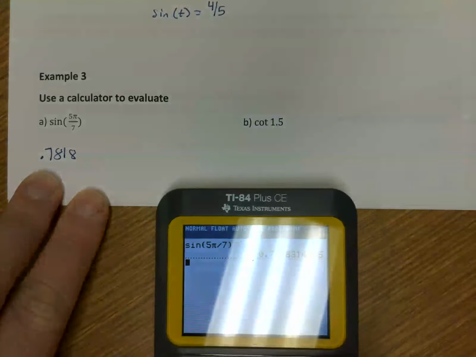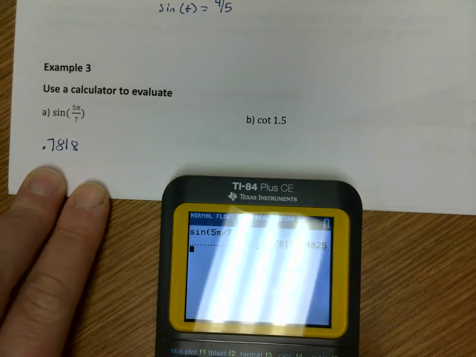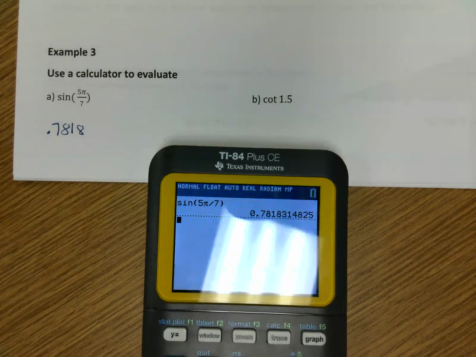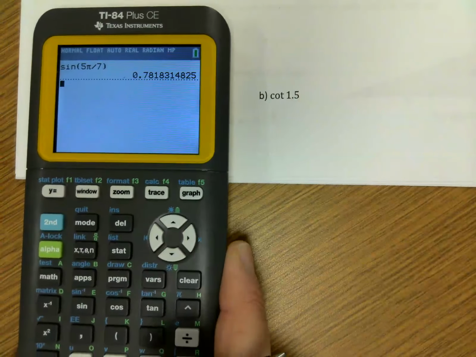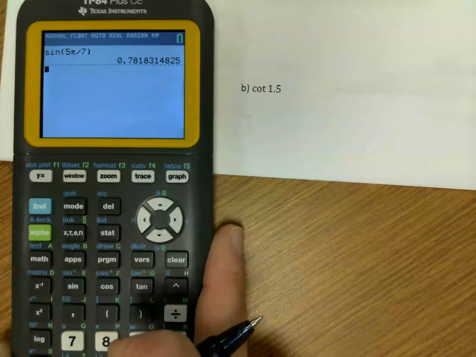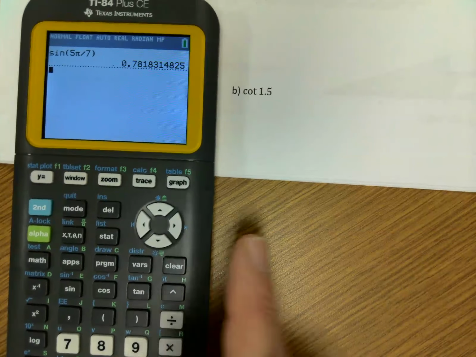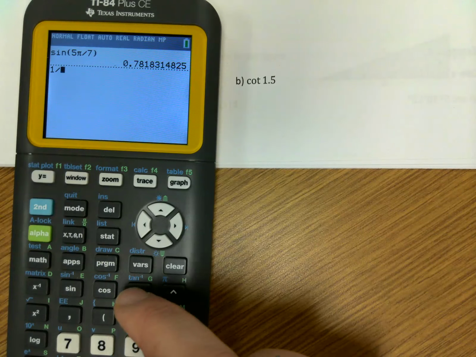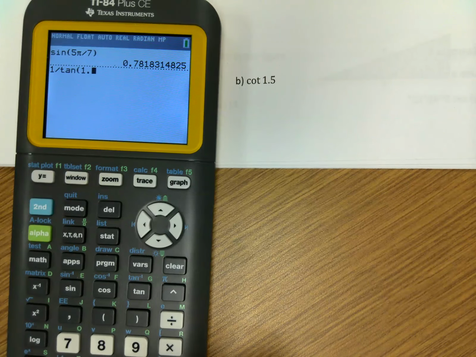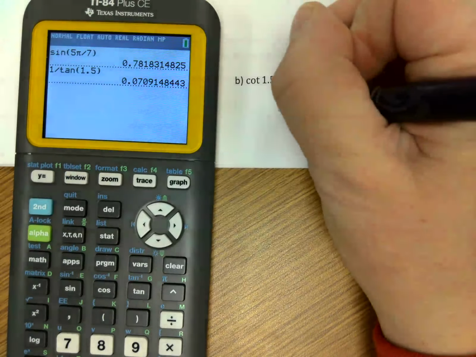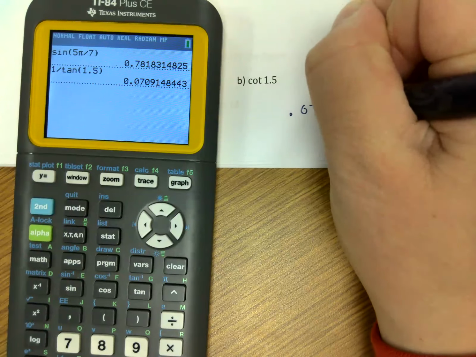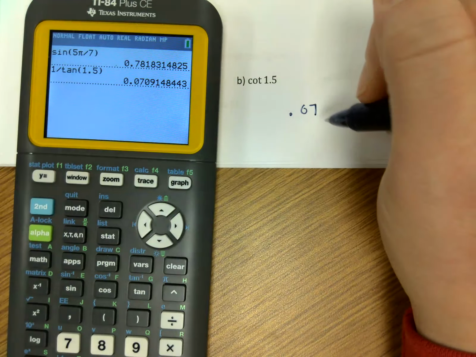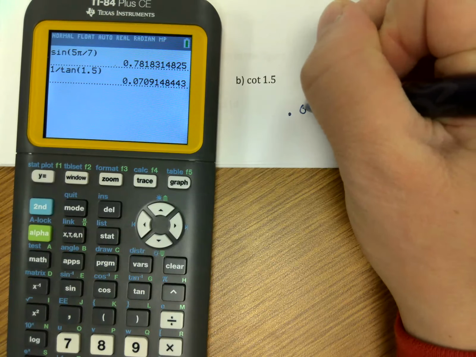So for this one, if it does not say it's degrees, then you have to assume that it's in radians. So this is also in radians. Sorry about that glare. So now we have a cotangent. We don't have cotangent on our calculator. However, we are smart individuals, and we know that cotangent is the same thing as 1 divided by tangent. So if we do 1 divided by tangent, you have to make sure to close that parenthesis. That's the same thing as cotangent. So this would be 0.0709. And there you have it.